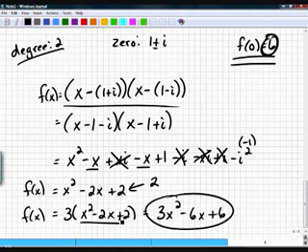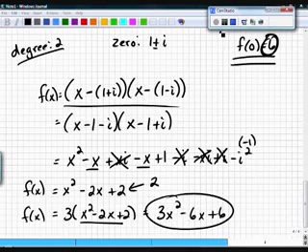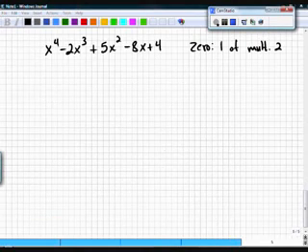Front, and that would give you 3 times 2, which would give you that 6 that you need. Okay, here we go. Next problem.